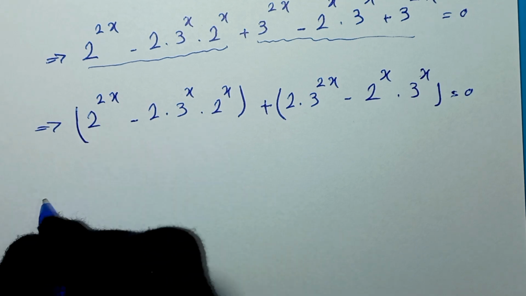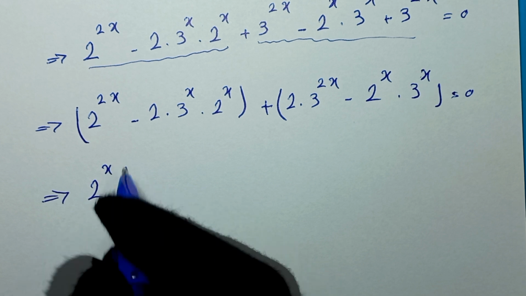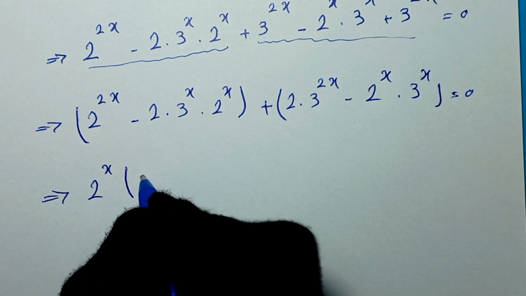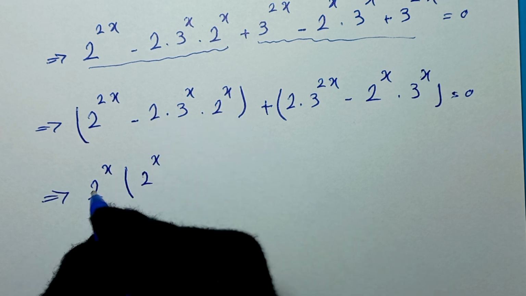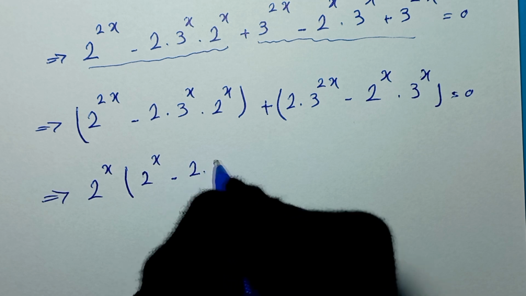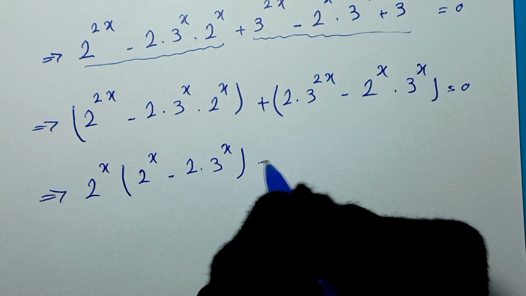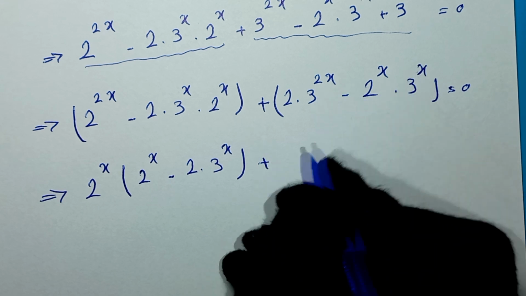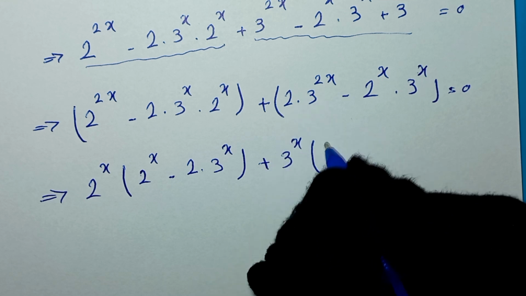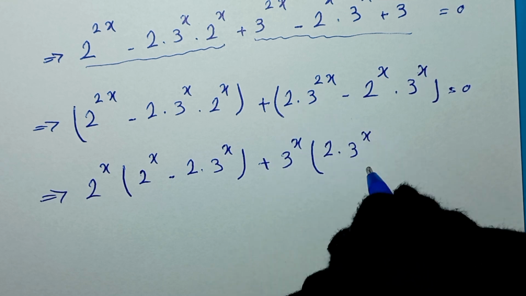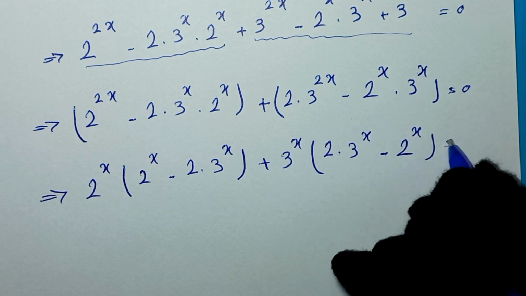And in here, we factor 2 to the power of x. So this divided by this, it will be 2 to the power of x, and this divided by this, it will be negative 2 times 3 to the power of x. And from here, we factor 3 to the power of x. So we factor 3 to the power of x, and this divided by this, it will be 2 times 3 to the power of x, and this divided by this, it will be 2 to the power of x is equal to 0.